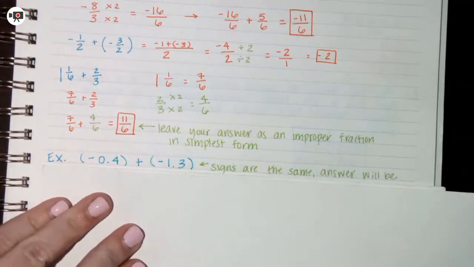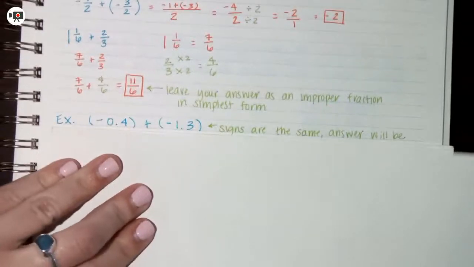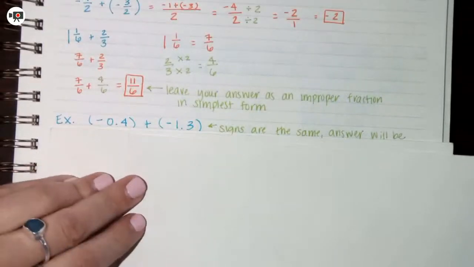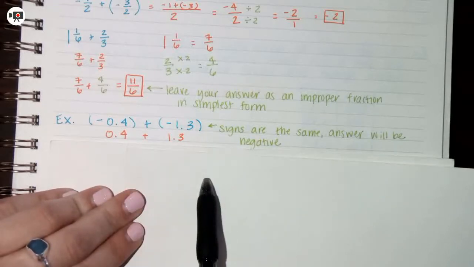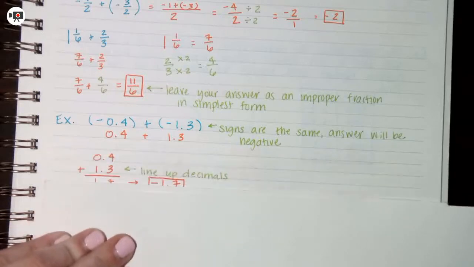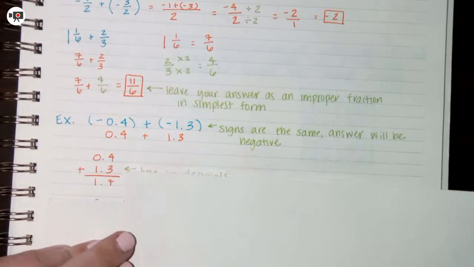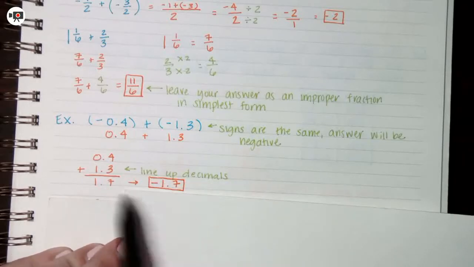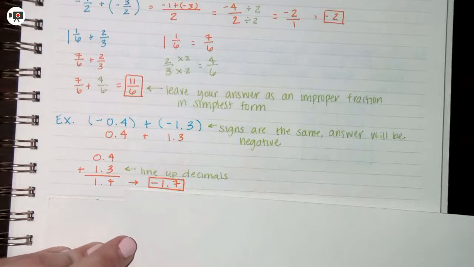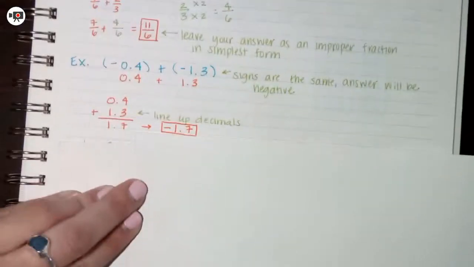I can also be adding decimals together. Here I see that the signs are the same, so the answer will be negative. So I add their absolute values together. So 0.4 plus 1.3 is 1.7. Line up the decimals when you add, and my answer needs to be negative, so it's negative 1.7.